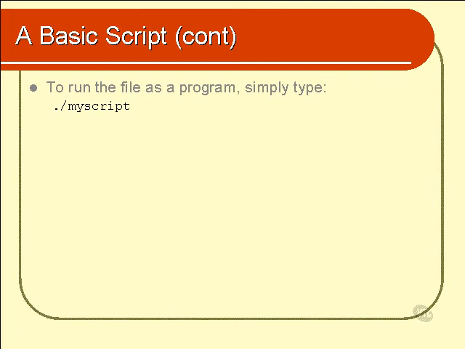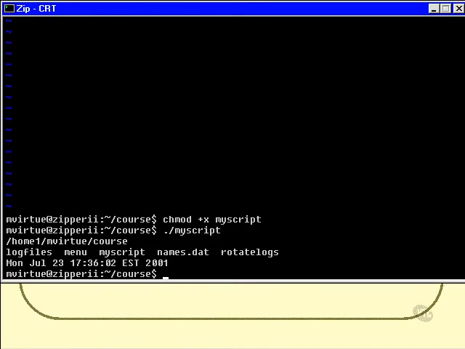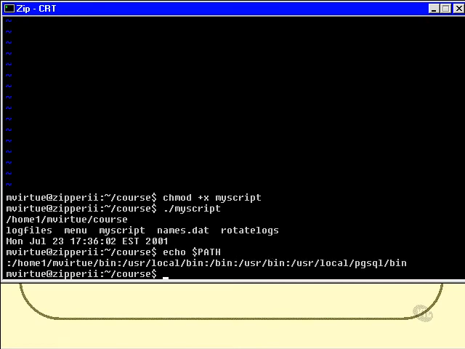Now there is a slightly shorter way of getting the script to run, but that depends on the fact that the directory that the script is in is in your path. If the directory is in your path, then you can abbreviate this further to just simply type in myscript. Let's have a look at that. Now, how do I find out? Well, you'll learn this later, but if you don't know it now, type in echo $PATH. That'll tell me the current path. Now, what I'm looking for is whether the current directory is in the path.